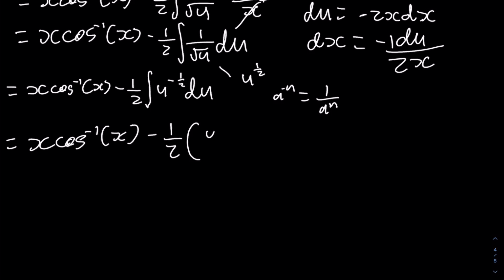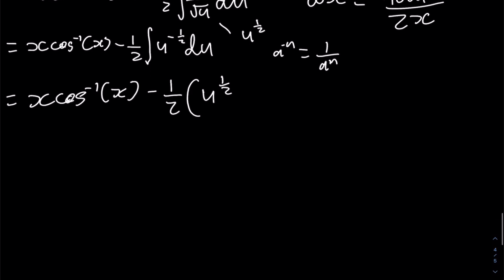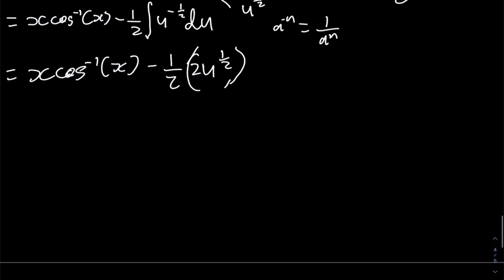So we have u to the 1/2, and then we have to divide by the new power. So we're dividing by 1/2, and dividing by 1/2 is the same thing as multiplying by 2, because you're taking the reciprocal of 1/2, which is 2. So now we just have 2u to the 1/2. And this 1/2 and this 2 multiple cancel very nicely. So what we have is just x inverse cosine of x minus u to the 1/2 power.